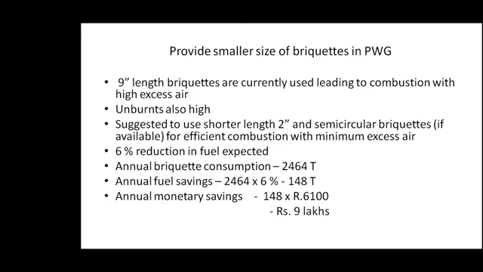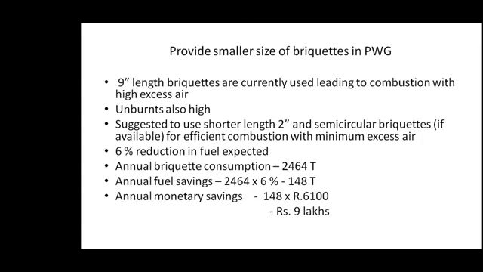On calculations, what we have seen is that the 9-inch length briquettes currently used lead to poor combustion. High excess air is required, and unburns are also more. We suggested using short pieces, like 2 inches. Later on, they cut that into 2 and made it semicircular. Basically, it is reducing the particle size. When you have a lower particle size, your excess air required for combustion will be less. Combustion will be more complete. Perfect combustion can be achieved the smaller and smaller the particle size.